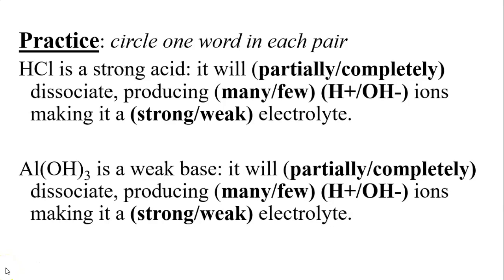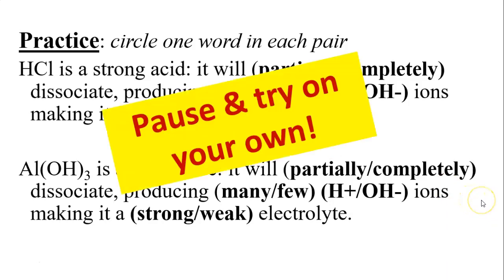Okay, so let's practice with that terminology, that strong and weak acid. I want you to circle 1 word in each of those pairs. So it says HCl is a strong acid. It will partially or completely dissociate, producing many or few of which type of ion? It's a strong or weak electrolyte, all right? Please pause this and try those 2 problems on your own.